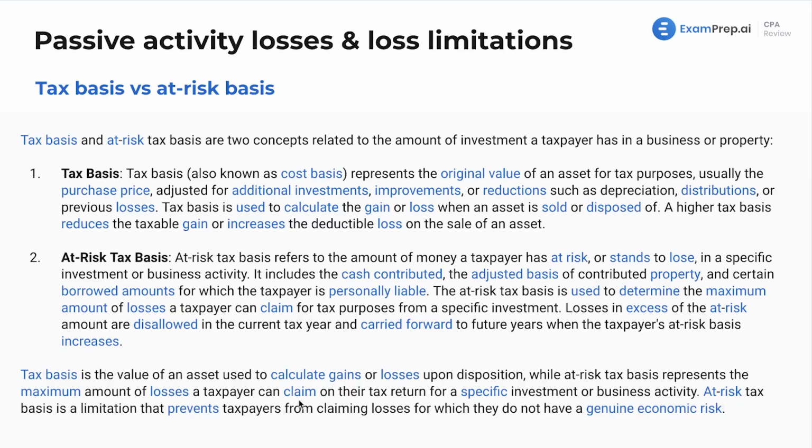The at-risk tax basis is a limitation that prevents taxpayers from claiming losses for which they do not have a genuine economic risk. It's something we're going to understand, what we need to know for the exam, as well as getting a general idea of how this all works. It'll help you out for sure.